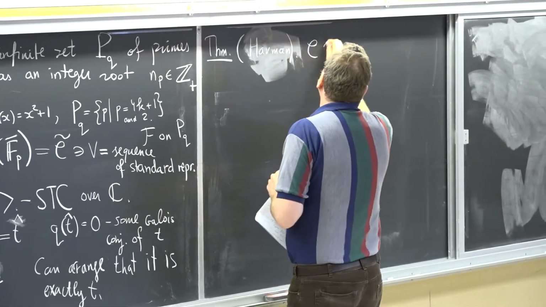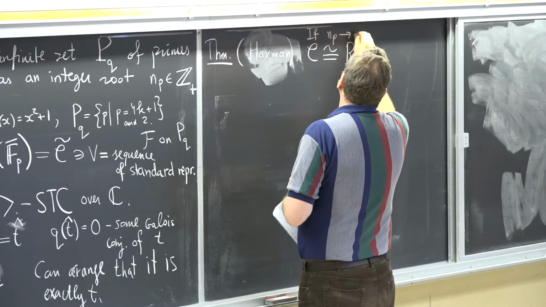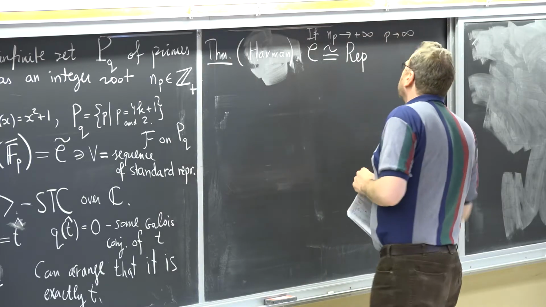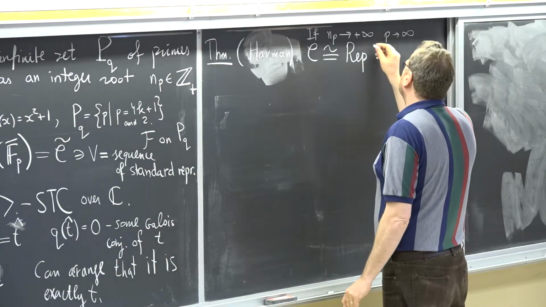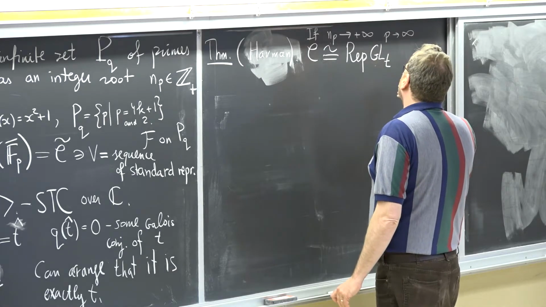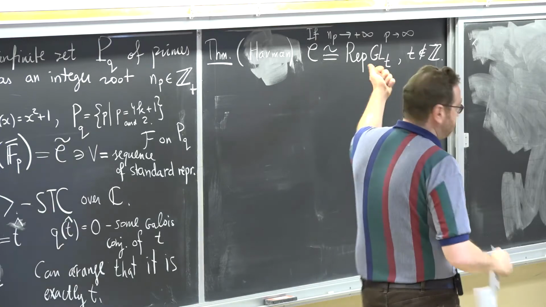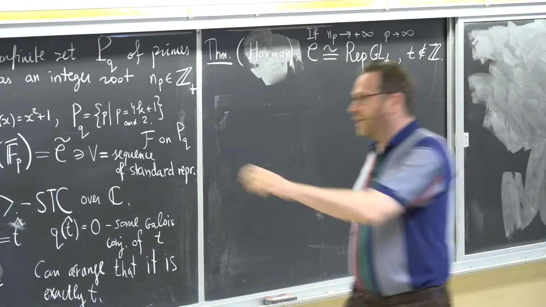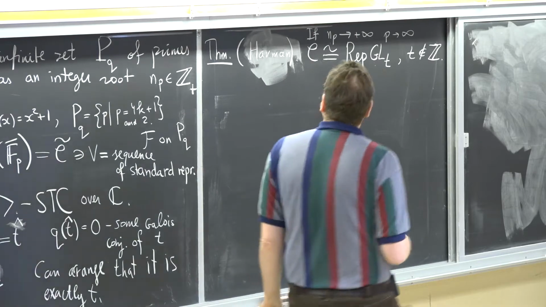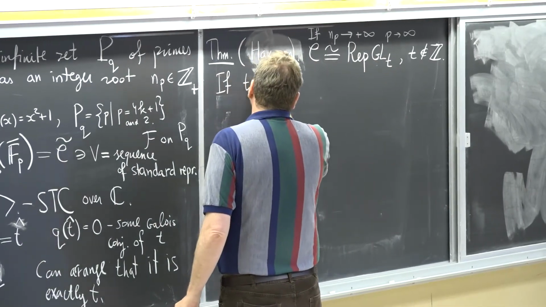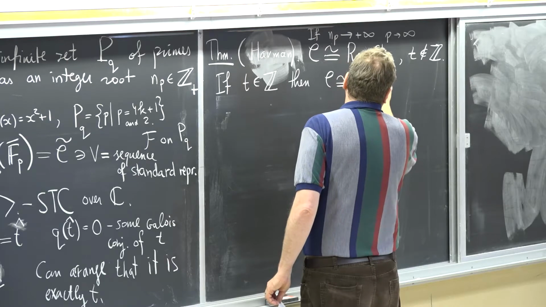And it says that the C is equivalent to rep. So it says what we need, that np should go to plus infinity when p goes to infinity, so that these groups get larger. And in this case, this is equivalent to rep GLT when T does not belong to Z. And if it does belong to Z, we will obtain an abelian category, because all categories here are abelian, and abelian category is a first order logic property, so it goes along for the ride. So if T is in Z, then C is rep abelian GLT.